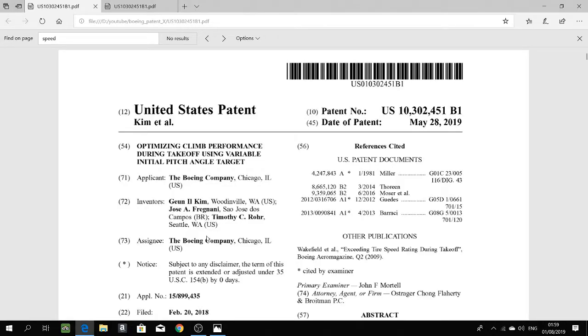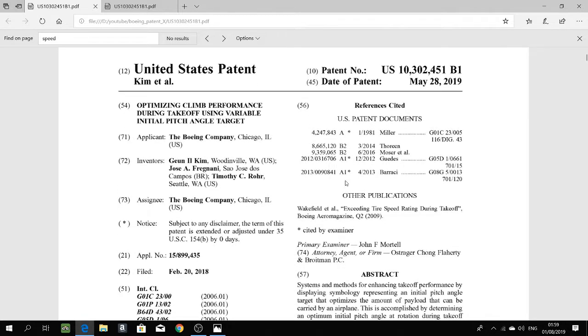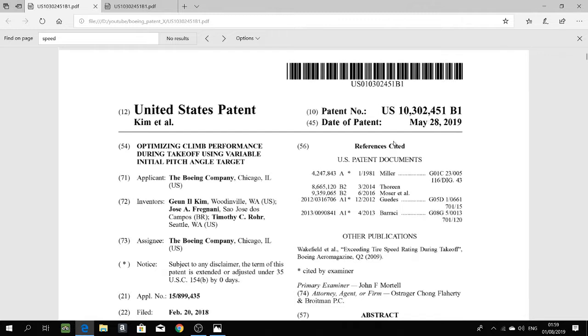So here is the patent. Sorry, I have switched my screen to the patent. Here I have opened the patent. This patent was filed in February 2018, and it was issued on May 28, 2019. So it's a fairly new patent, as today is 1st of July as of the making of this video.